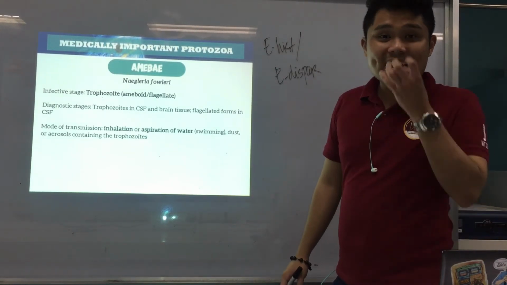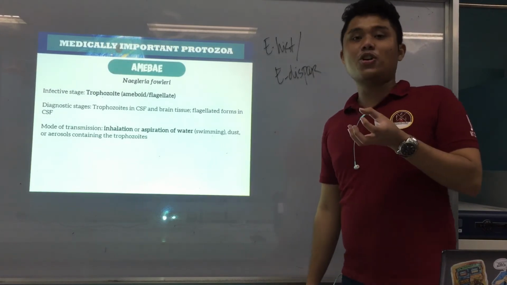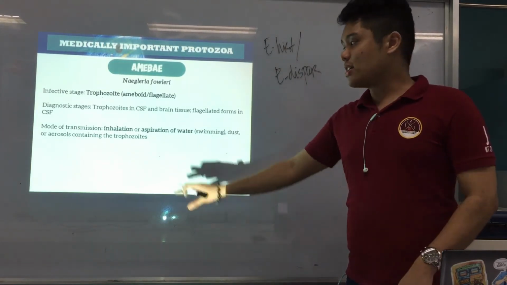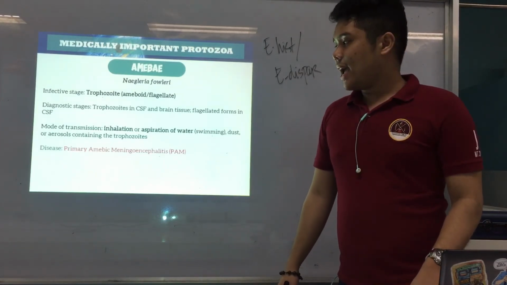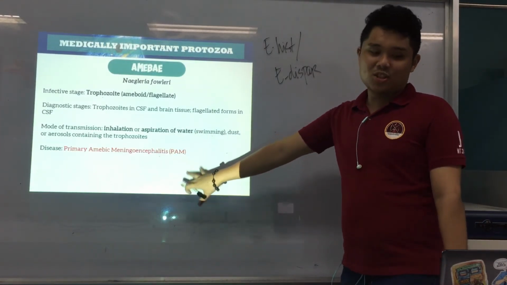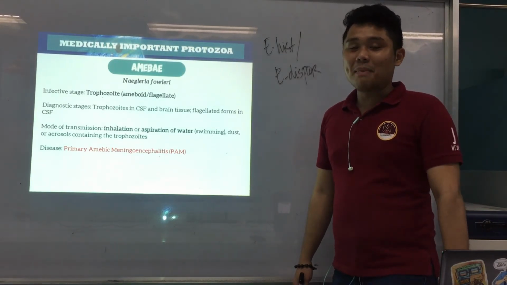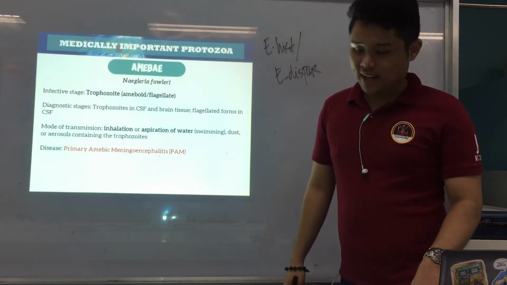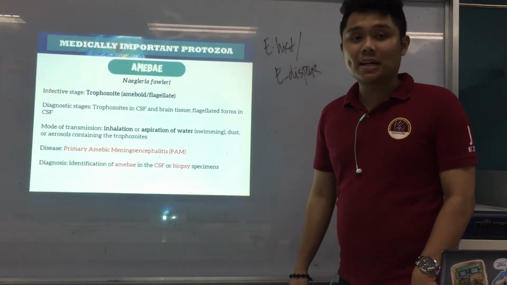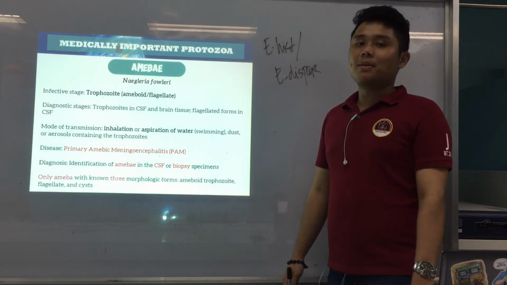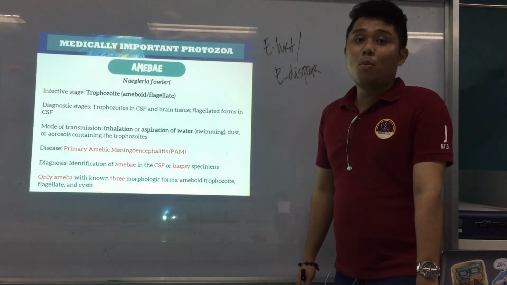Mode of transmission is inhalation or aspiration of water during swimming, dust or aerosols that may contain the trophozoites. And the disease it causes is primary amoebic meningoencephalitis, PAM. For the diagnosis, identification of the amoeba in the CSF or brain tissue. And it's the only amoeba known to have 3 morphologic forms.